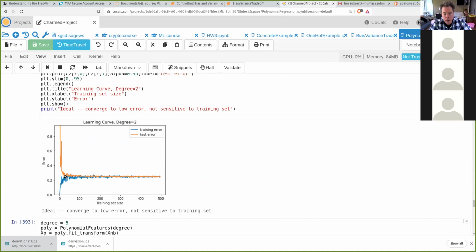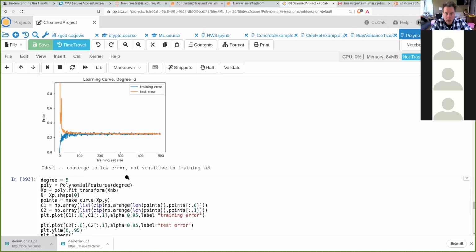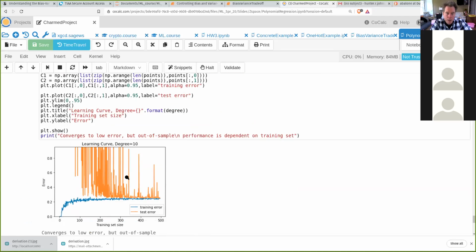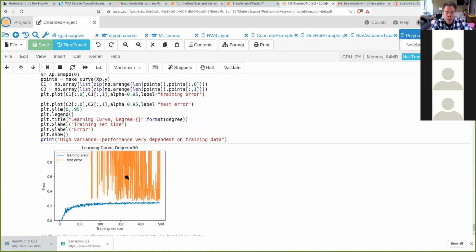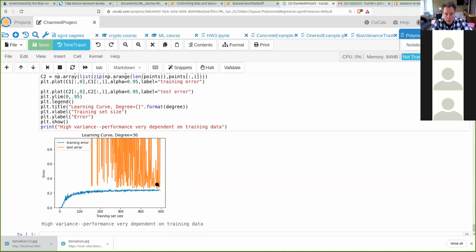And now look, they're converging to a lower value. So it did help, and they're still converging fairly quickly. So that means that the variance is not too high. So what happens when you make it too complicated, the variance gets too high, and you get a learning curve that looks like this one.